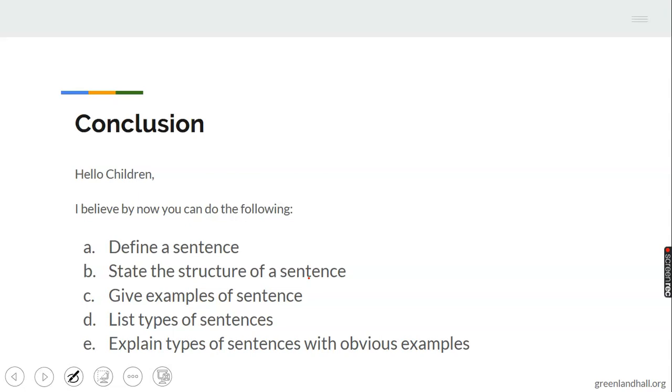Under declarative, give me 1 sentence, just one. Declarative. Okay. Under exclamatory, give me 1 sentence. Okay. Under imperative, give me just 1 sentence. And the last one, give me 1 sentence.